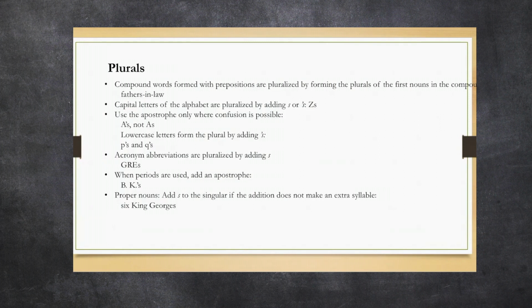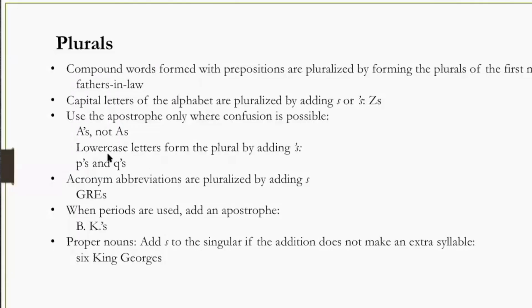Capital letters of the alphabet are pluralized by adding S or apostrophe S. In this case, Zs, you'll put just plain S, no apostrophe. Use the apostrophe only where the confusion is possible. A's, not As, lowercase. So these are the examples in which you use the apostrophes if it's really hard to distinguish, and that's perfectly okay. P's and Q's, perfectly acceptable.